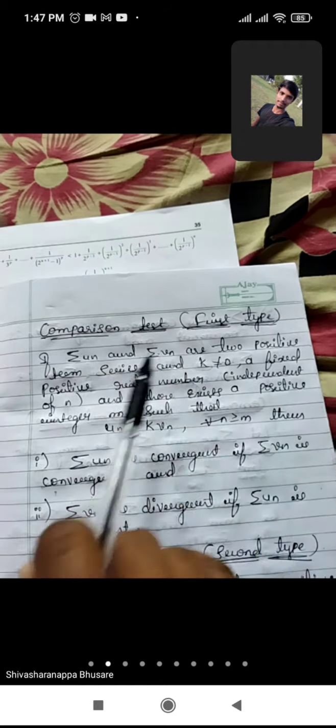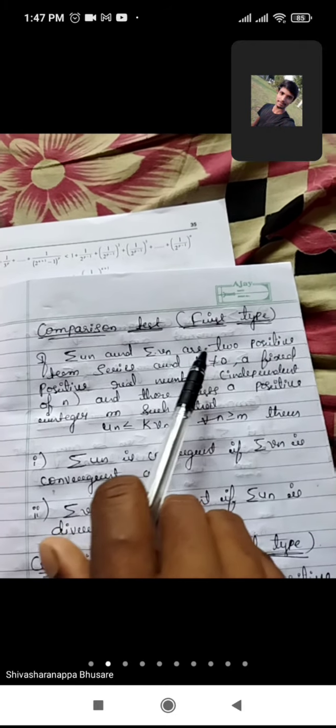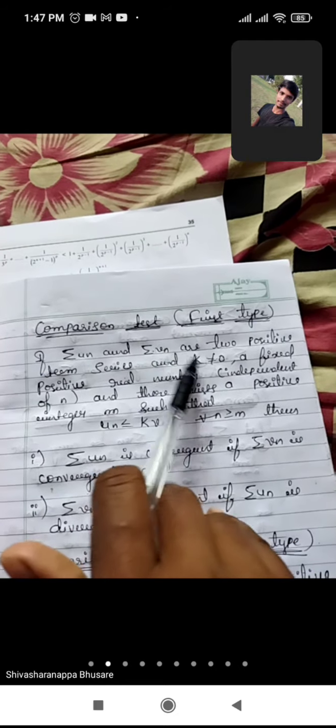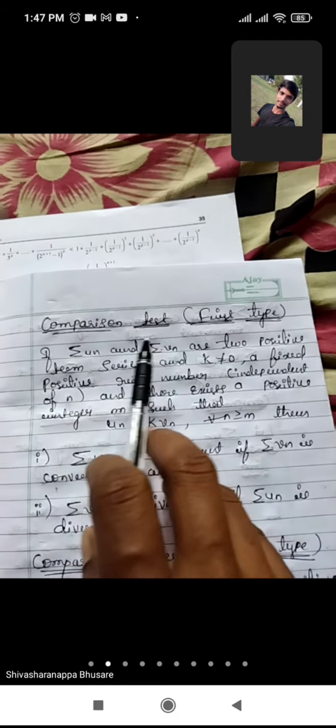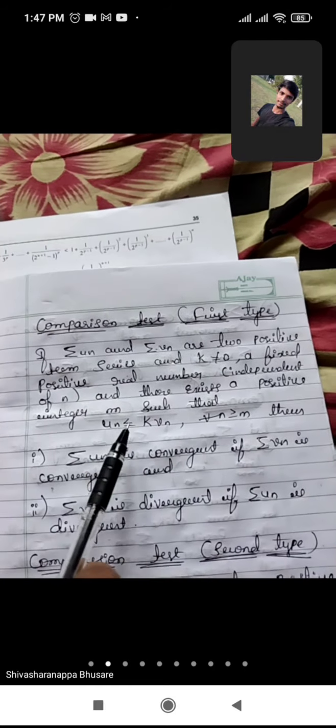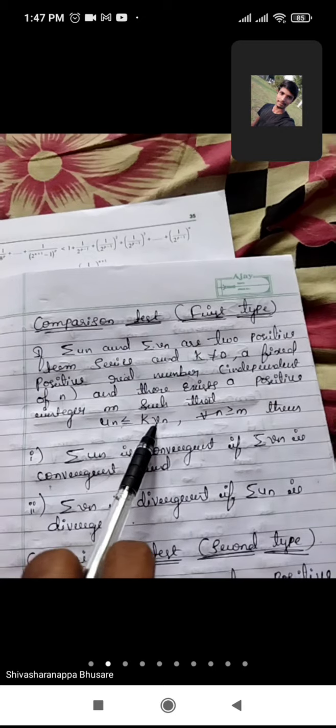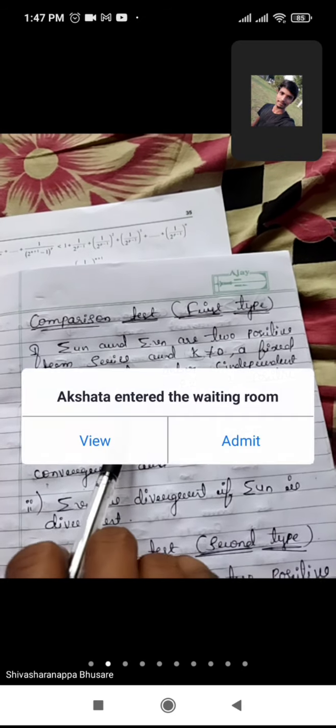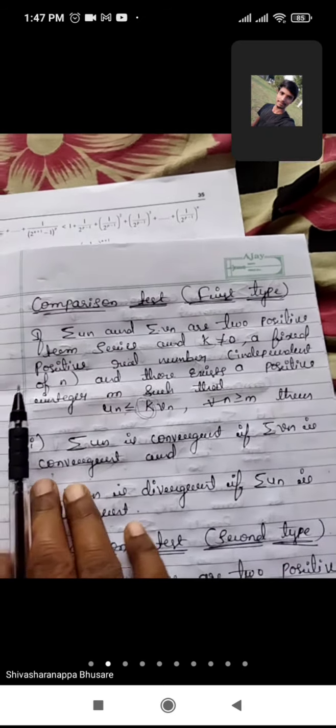and consider some constant value, that is k is not equal to 0, a fixed positive real number. Consider some constant value, you may take any positive number, that is k should not be equal to 0. If it is 0, then this constant multiplied to the second series becomes 0. Here it does not become 0. Comparison test, the first type, that is un should be less than or equal to some constant or real number multiplied to the second series.